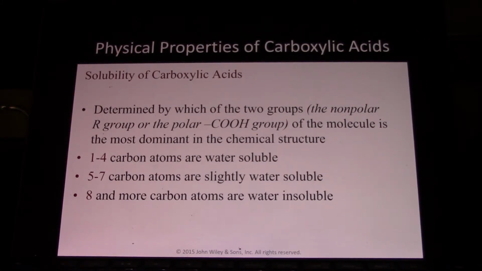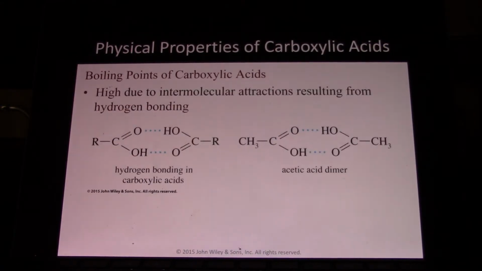With 1 to 4 carbons, so formic acid or methanoic, acetic or ethanoic, propanoic, or butyric acid, it'll dissolve in water. 5 to 7 carbons is slightly water soluble. Some will dissolve into water, but you'll have 2 layers overall. And with 8 or more carbons, it does not dissolve in water, because the nonpolar group is too big.